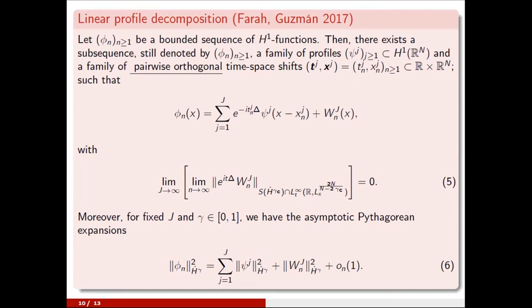So every family of bounded linear solutions can be written, after possible extraction, as an orthogonal sum like that, plus a small remainder in a good space, which is related to the Schrödinger estimate. This is the linear one, nothing to do with the nonlinearity. This is for the linear Schrödinger equation. And we have an asymptotic Pythagorean expansion on all the H^gamma norms, from L2 to H1. Why? Essentially because these terms do not interact, they are separated at infinity.